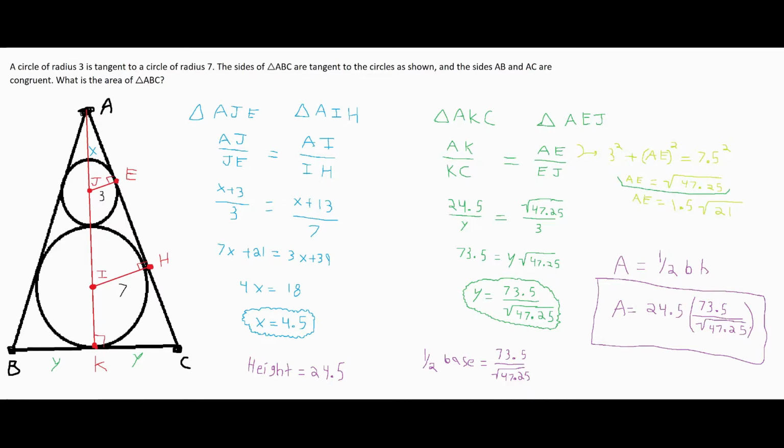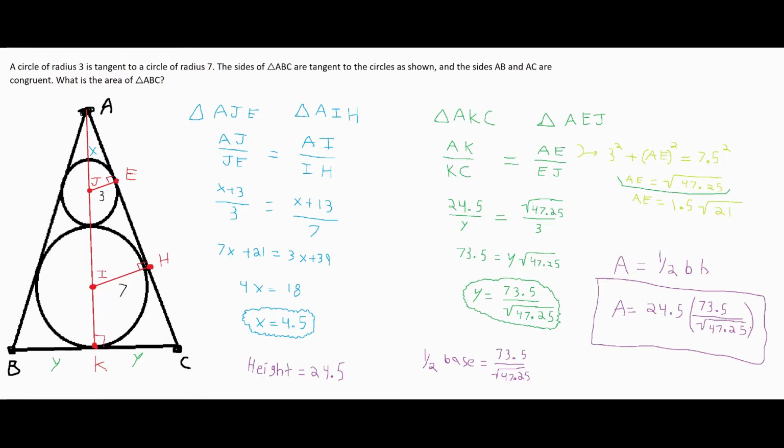I'm going to be solving for the total height first, so I need to solve for x, because that's the space between A and the radius 3 circle. The similar triangles I'm going to be using for this are triangle AJE and triangle AIH. To solve for the height, I'm going to be using AJ over JE equal to AI over IH. Plugging in the values from the triangle, we get (x plus 3) over 3 is equal to (x plus 13) over 7.